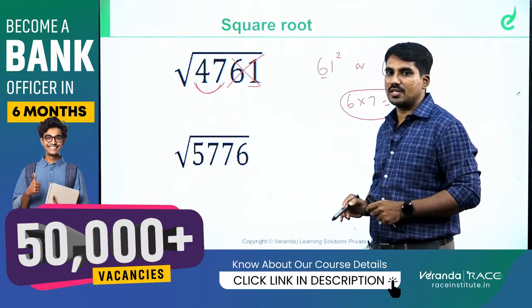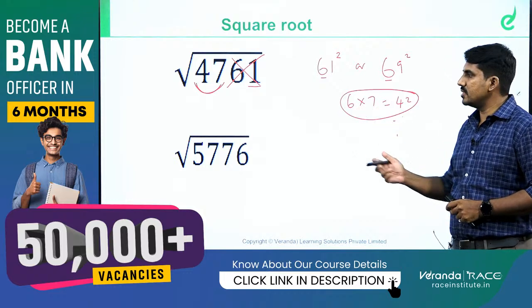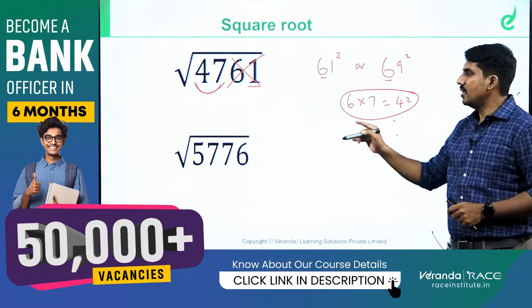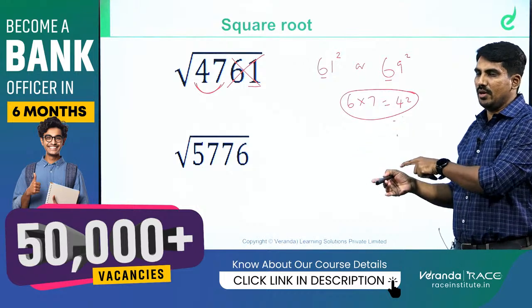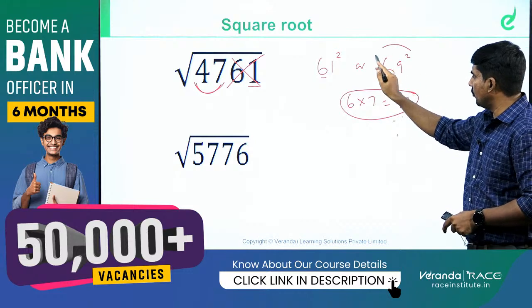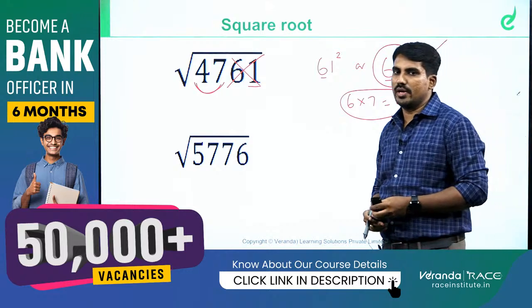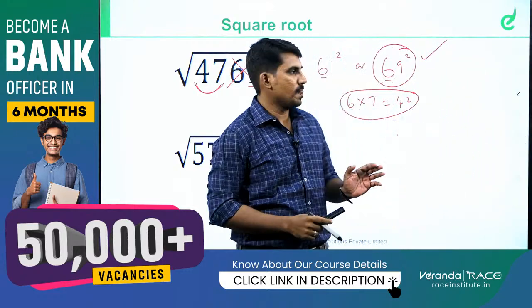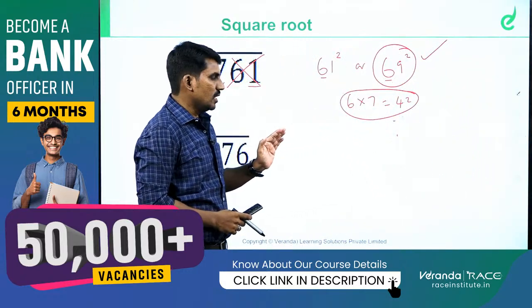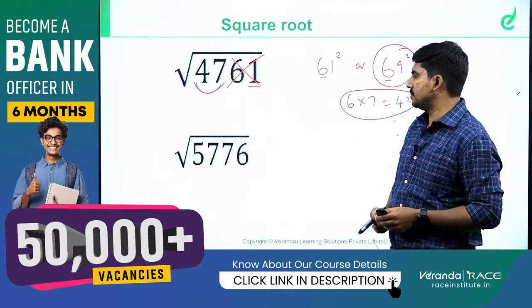6 into 7 itself gives 42. But the given number is 47. Therefore, we have to choose the highest number. Out of 61 and 69, which is greater? 69. Therefore, this is the perfect square. That is, 69 square is 4761. This is the method. Like that, you try the next question, 5776.